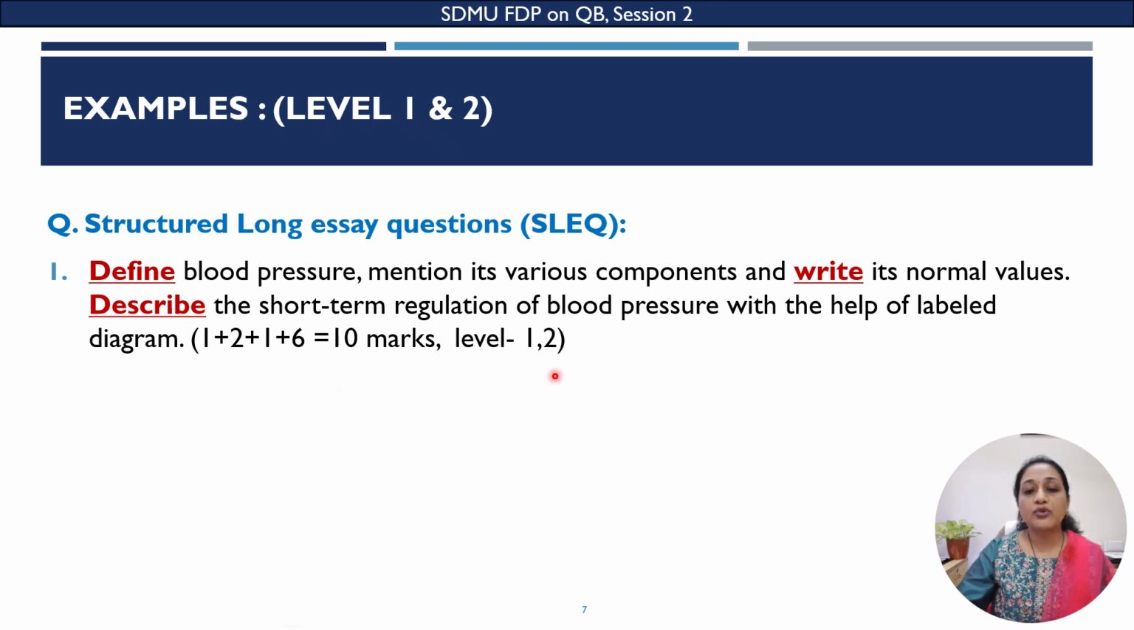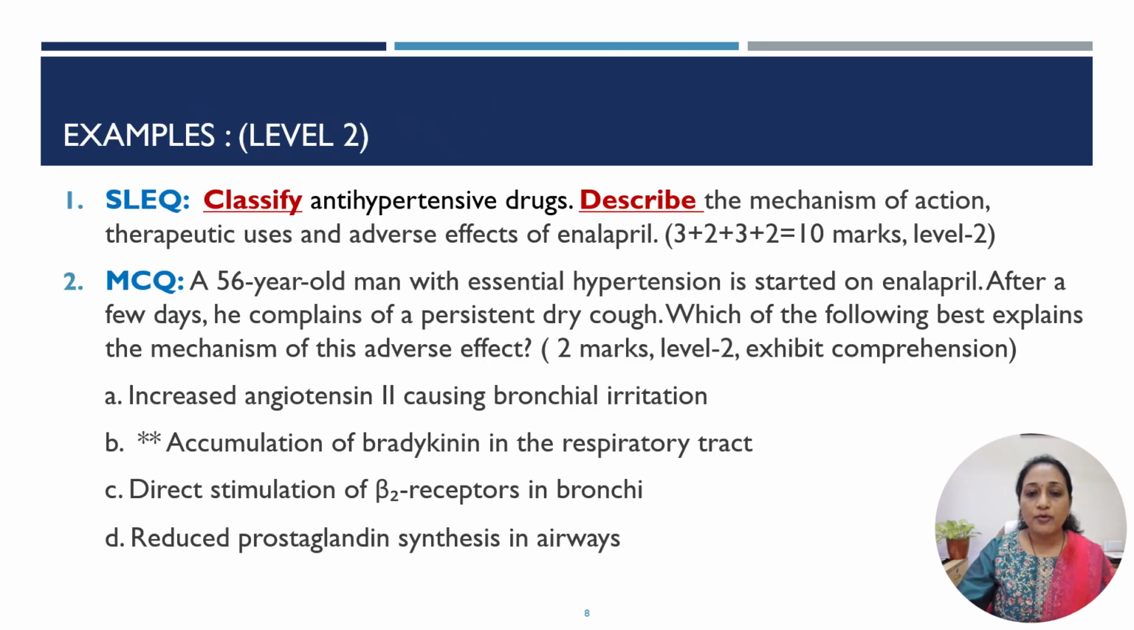Both level 1 and level 2 questions have been asked in a single SLEQ. The verb define stands for level 1, while the verbs write and describe designate level 2. And therefore, you can see this is a hybrid question wherein both level 1 and level 2 can be assessed in a single question. Few more question examples for level 2.